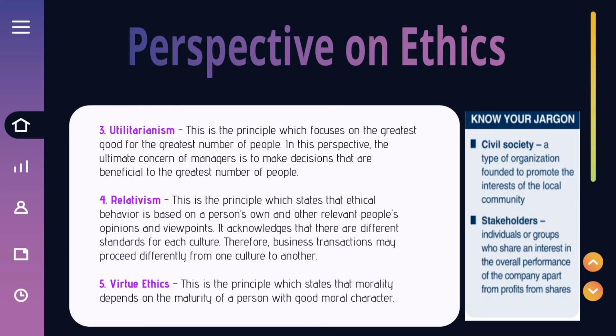4. Relativism. Relativism is the principle which states that ethical behavior is based on a person's own and other relevant people's opinions and viewpoints. It acknowledges that there are different standards for each culture. Therefore, business transactions may proceed differently from one culture to another.